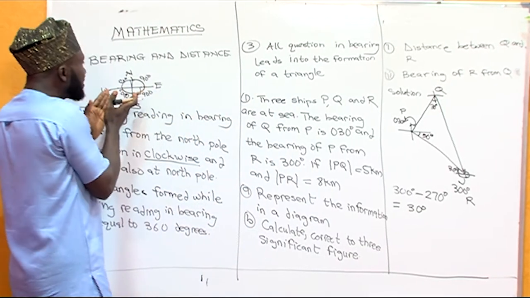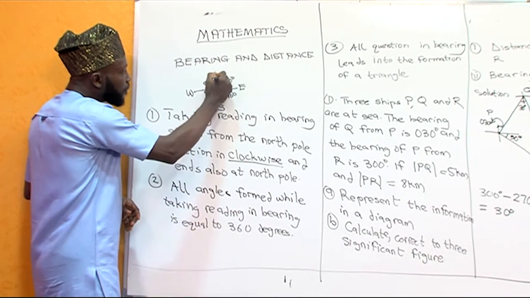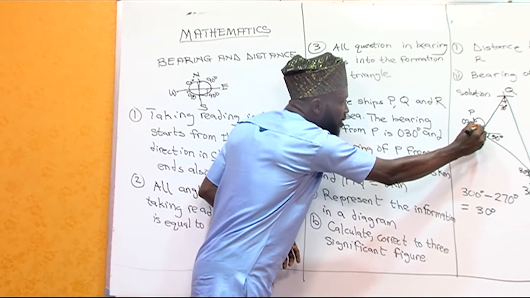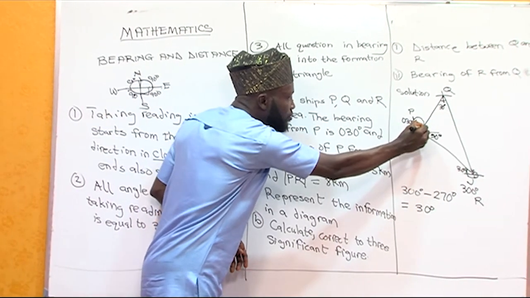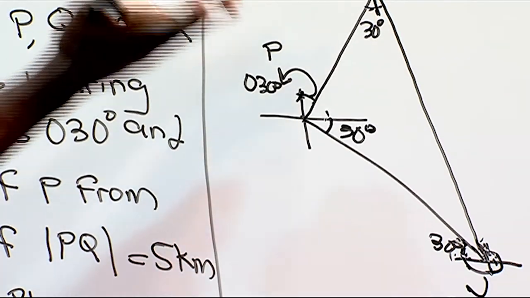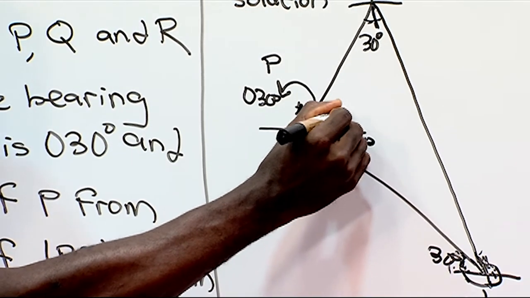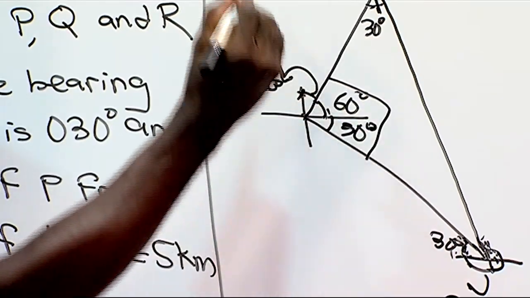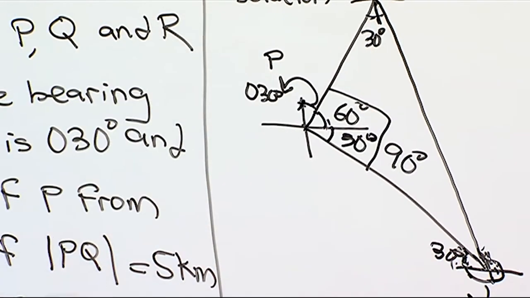Then remember, when I was explaining the bearing and distance definition, I said that from north to east is equal to 90 degrees. Now it means that from this place to this place is equal to 90 degrees, and we are given from here to here to be 30. Then to get the remaining angle, it is going to be 90 minus 30 degrees. So this remaining angle will be 60 degrees. And when I add these two values together, this gives me a right angle, which is equal to 90 degrees. So at the end, I will have something like this.